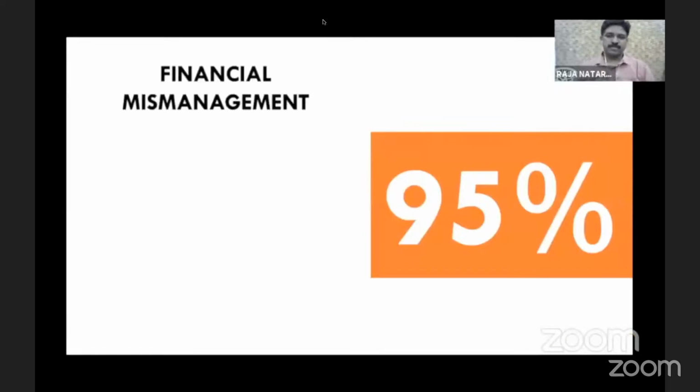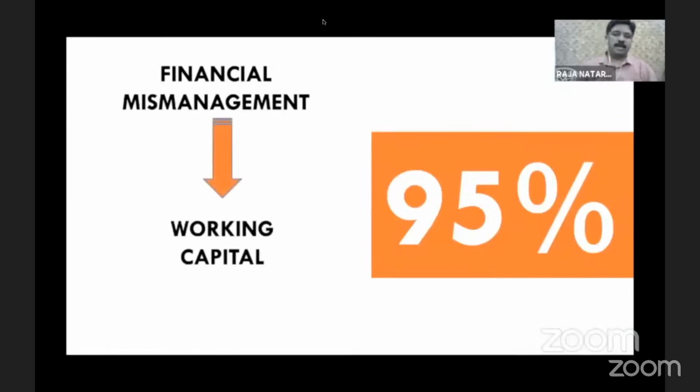mismanagement. And when we go deeper into financial mismanagement, it can be on account of diverting short-term funds for long-term purpose, or it can be on account of not managing their working capital. So the financial mismanagement can be intentional or unintentional. And when the working capital is not managed effectively, it could result in financial mismanagement, and those companies get into that trap of 95%.